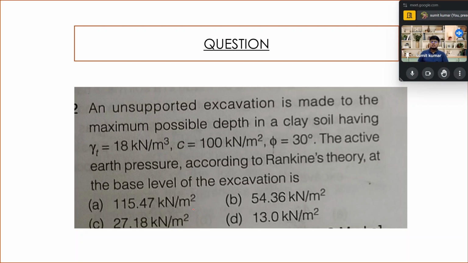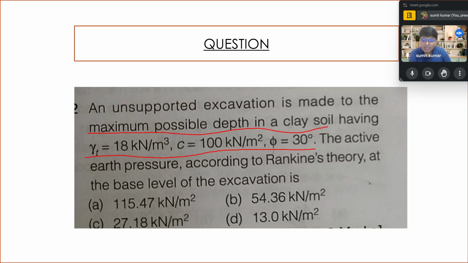Okay, so this is a very simple problem. First, as I say, mark the important things. The first important thing mentioned is that the unsupported excavation is made to the maximum possible depth, in a clay soil having gamma T as 18 kN per meter cube, C as 100 kN per meter square, phi is 30 degree. We need the active earth pressure according to Rankine theory at the base level of the excavation.